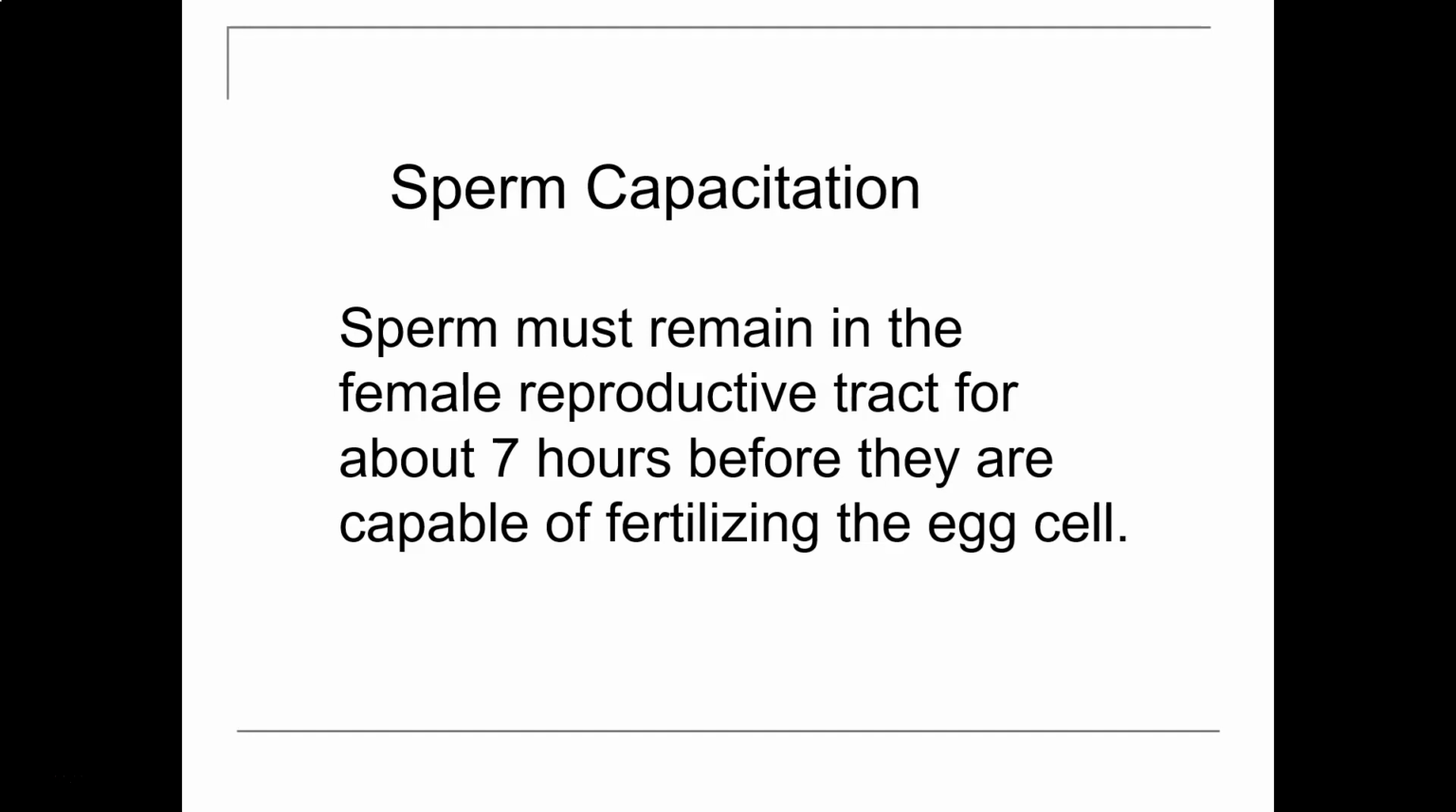Okay, so once the sperm is introduced into the female, notice that it can't immediately fertilize the egg cell, even if it could be right there where the egg is within an hour. It still needs about 7 or 8 hours before it can fertilize the egg. We call this sperm capacitation.